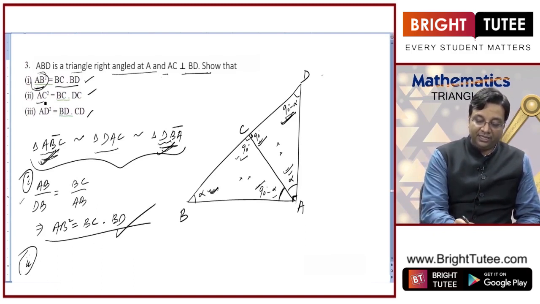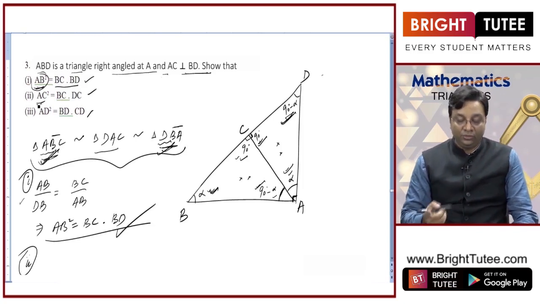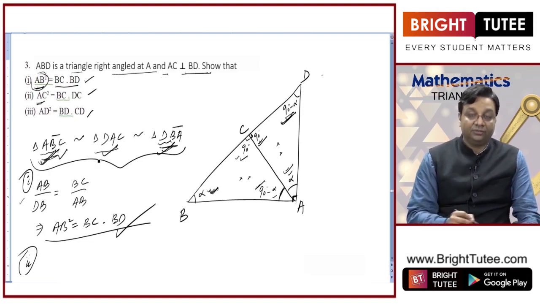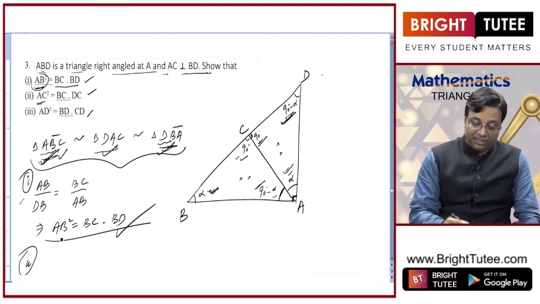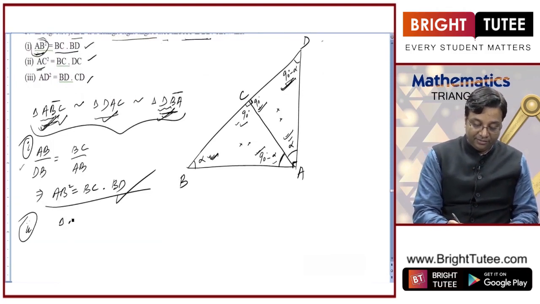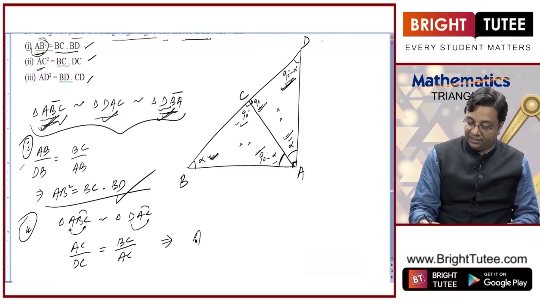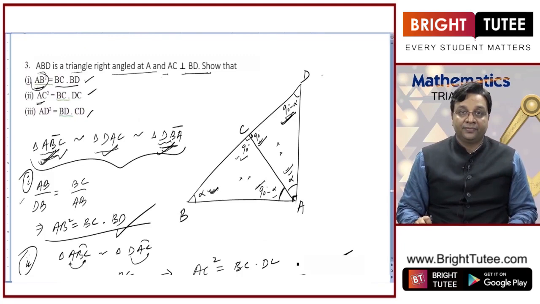For the second part, I need AC square and BC into DC. So AC is common in these two triangles, because I need to create AC square. So I will use ABC and DAC. So triangle ABC is similar to triangle DAC. Now I require AC square. So I will use this AC. So I will have to divide by this corresponding side DC, and it will be equal to, now I need this AC. So I need BC from here. So BC by AC, hence AC square is equal to BC into DC. So the second part is also proved, right.